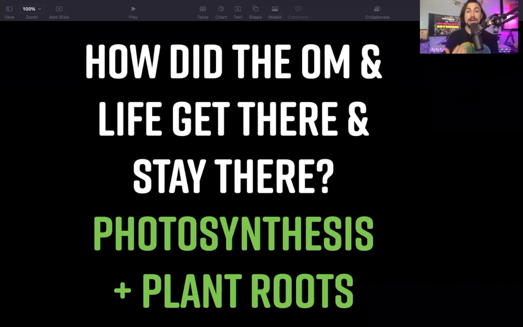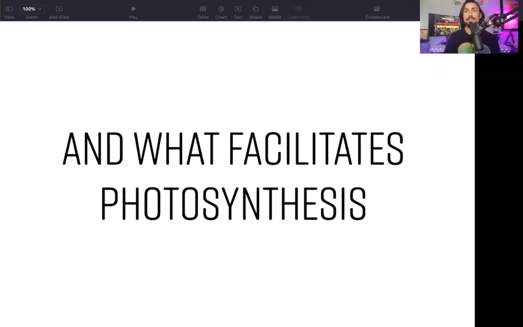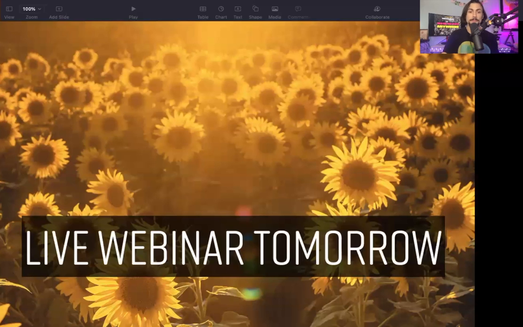So the organic matter and the life got there and only stay there because of photosynthesis and plant roots. Without those two things, they're not going to get what they need to persist. And we're going to get into that in specific, because it's what facilitates photosynthesis that in very particular drives this whole system.